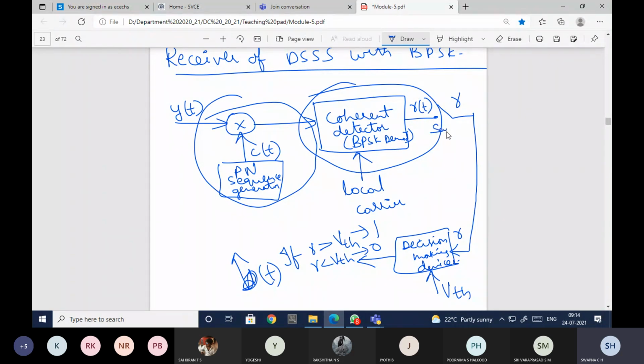This is nothing but the sampler. Why I am sampling is that this R of t, whatever I am getting, is again a continuous signal. So I need to sample it and then I will get R. That R is given to the decision making device. This decision making device will compare R with VTH, and if VTH is less than R, then the symbol will be in favor of 1. If R is less than VTH, then the symbol will be in favor of 0. So this is the receiver.